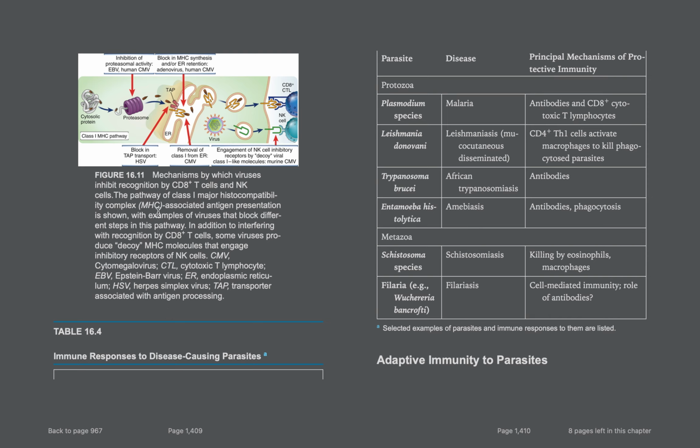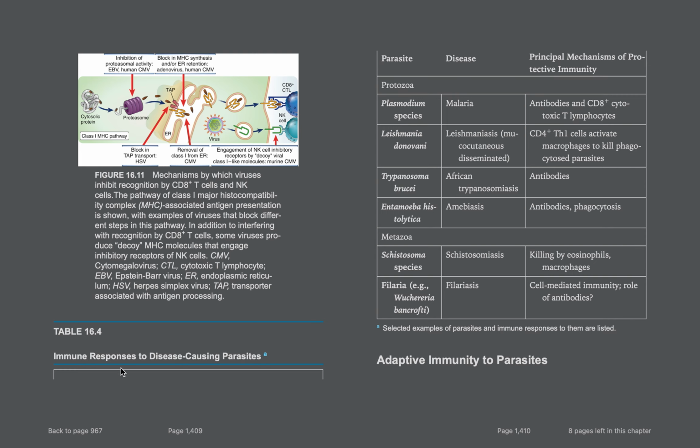So these are the structures. This is the inhibition of proteasomal activities, so cytosolic proteins are then released in the TAP. I think this is the mechanism for viruses, not for parasites. This is the mechanism by which viruses inhibit recognition by CD8 T cells and natural killer cells. The pathway of class 1 major histocompatibility complex associated antigen presentation is shown with the example of viruses.